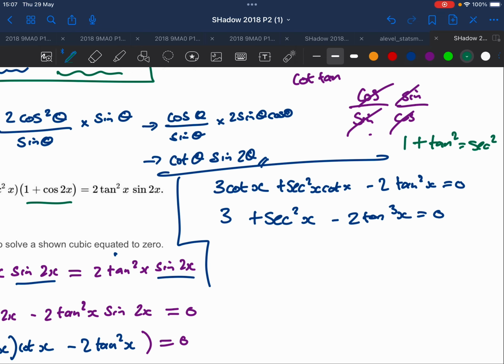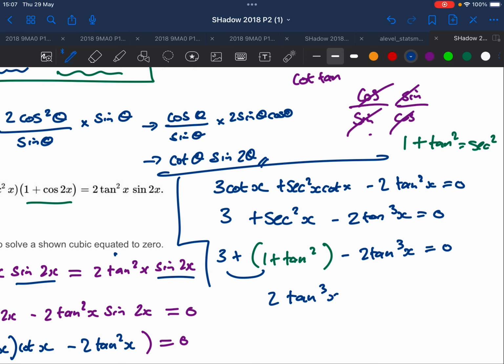So what should we say? We're going to say that sec squared is 1 plus tan squared. So I'll do 3 plus that minus 2 tan cubed x. And then this is going to give me a cubic in terms of tan. So there's a 4 there. If I move everything to the other side, I should get 2 tan cubed x, just to make it positive, minus tan squared x minus 4 equals 0. And then you can solve this to get some solutions.